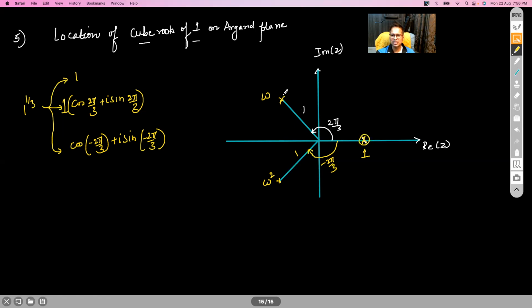1 is here, omega is here. As a point, you can write omega as minus half comma root 3 by 2. And omega square is here. As a point, it is minus half comma minus root 3 by 2. Okay.